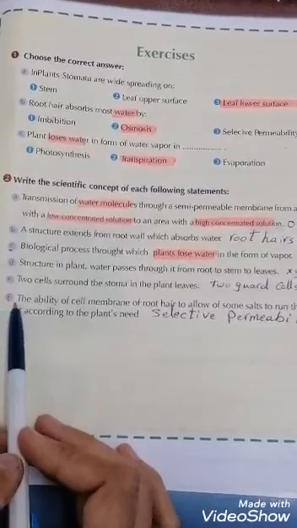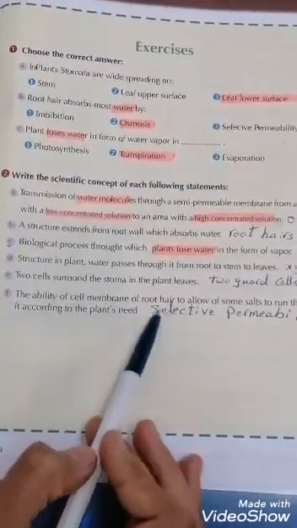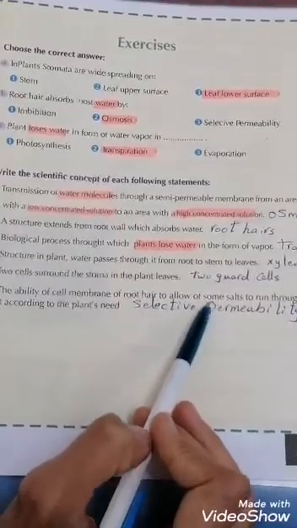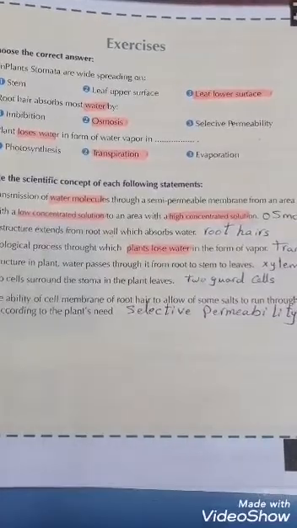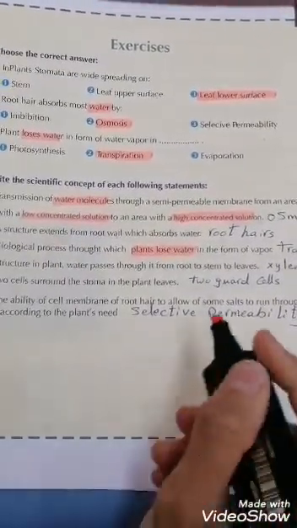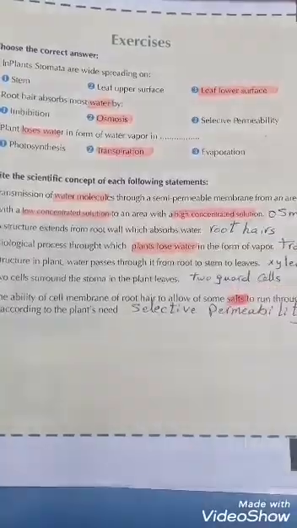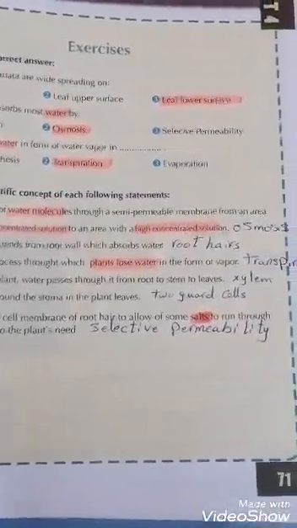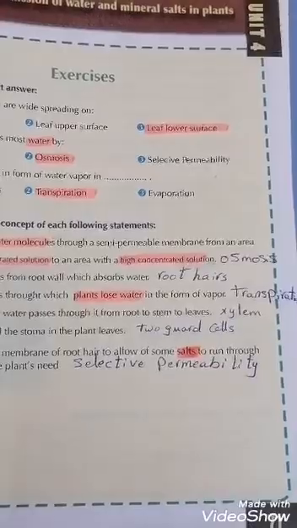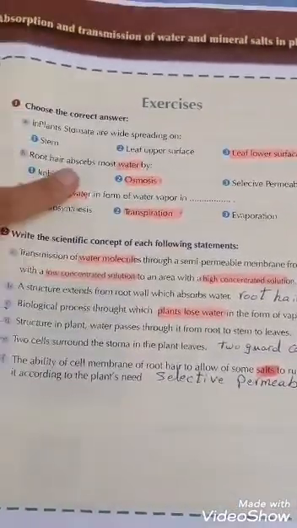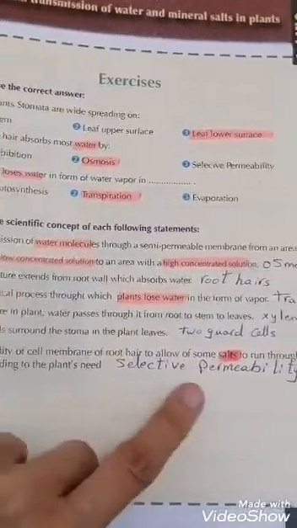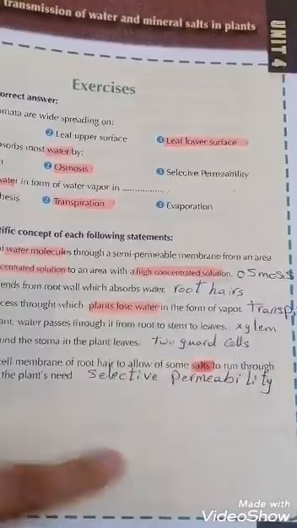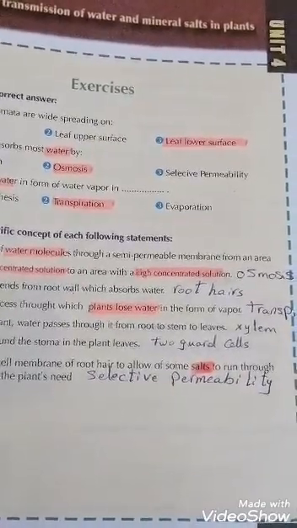The last question in scientific term: the ability of the cell membrane of root hair to allow some salts to run through it according to the plant's need. When he asks you about some salt passing, it is selective permeability. So when he asks about absorption or transferring of water, it will be osmosis. But when he asks about the transmission of salt, it will be selective permeability. Turn the page to revise the questions on the unit.